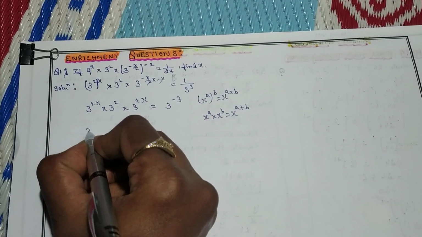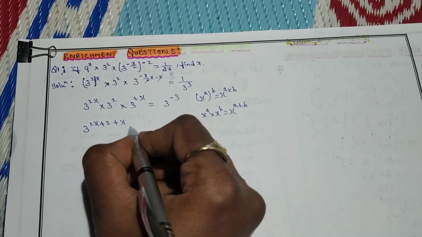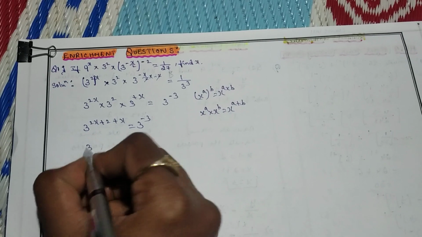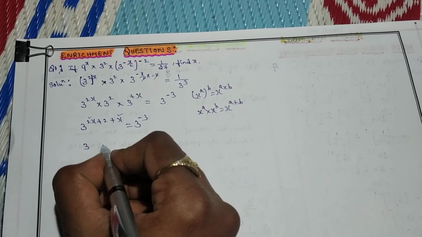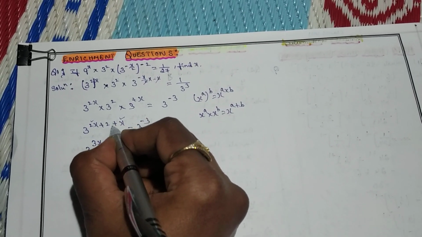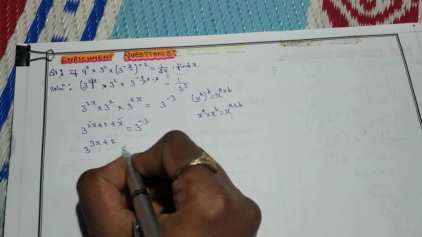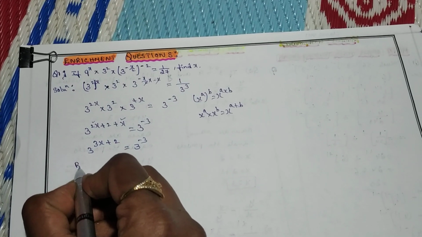So 3 power 2x plus 2 plus x equals 3 power minus 3. Now simplify the 3 power. These two are like terms, children. So 2x plus x is nothing but 3x plus 2 as it is, because it is an unlike term, which doesn't consist of variable x, equals 3 power minus 3. Now you can see bases are same.